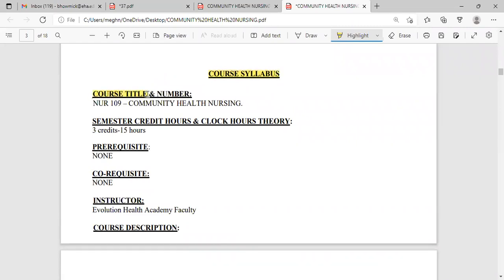What else? So in community health nursing, what is our course syllabi? First of all, the course title: this is NUR 109, the subject code, and community health nursing, the subject name. The semester credit hours and clock hours for theory: total 3 credits, 15 hours. Do I need any prerequisites before starting this subject? Absolutely no. Any core requirements? None. The instructor is definitely our school's health academy faculty or instructor.